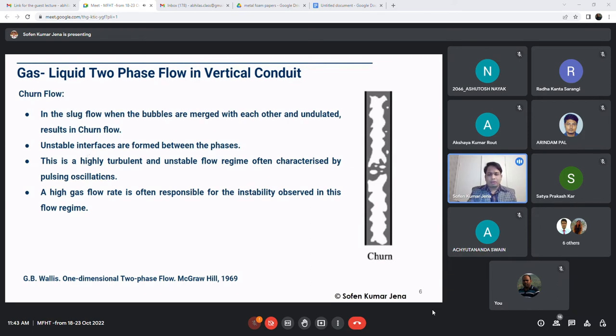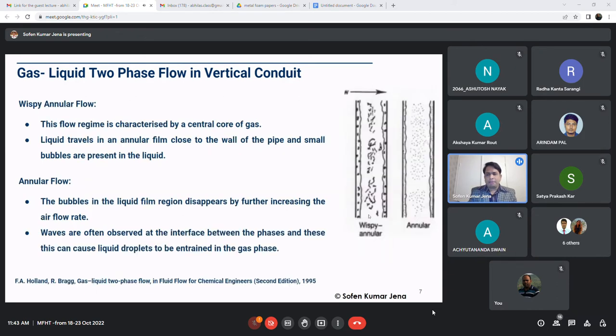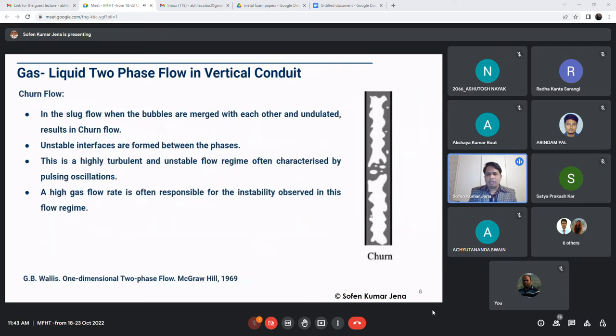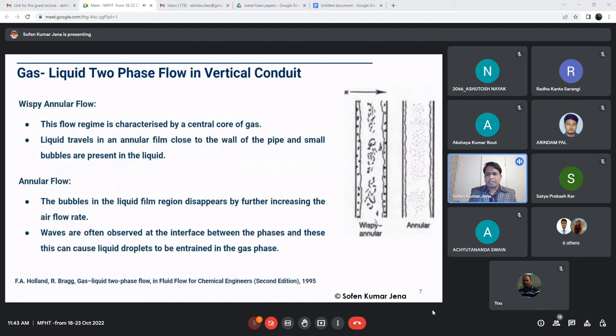Okay, so next, if you further increase the gas velocity, what will happen? The vapor bubbles at the center connect and merge with each other, then form a through passage for the airflow at the center line, while the liquid flow will be restricted within the vicinity of the solid wall, forming a thin film, right?